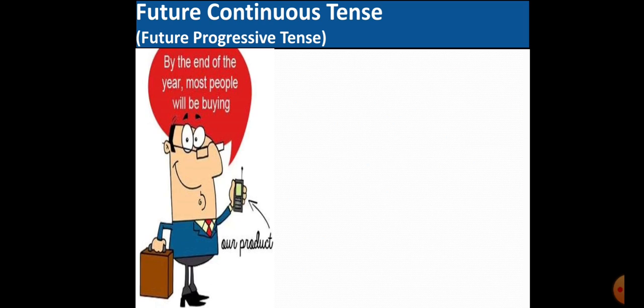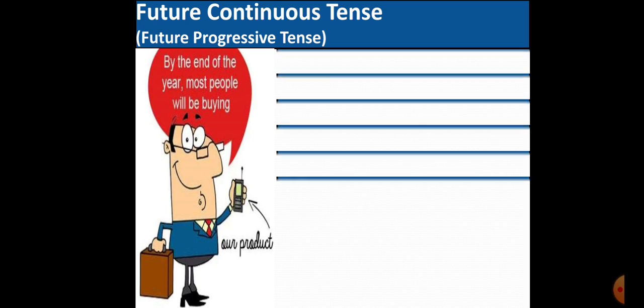Now he is making a prediction over here, and he is talking about future from now. Not now, but after now he is going to sell his product, and he is predicting that most of the people will be buying his product. Now he is talking about a period of time in future. The activity is going to be in progress. So that is what is known as future continuous tense.